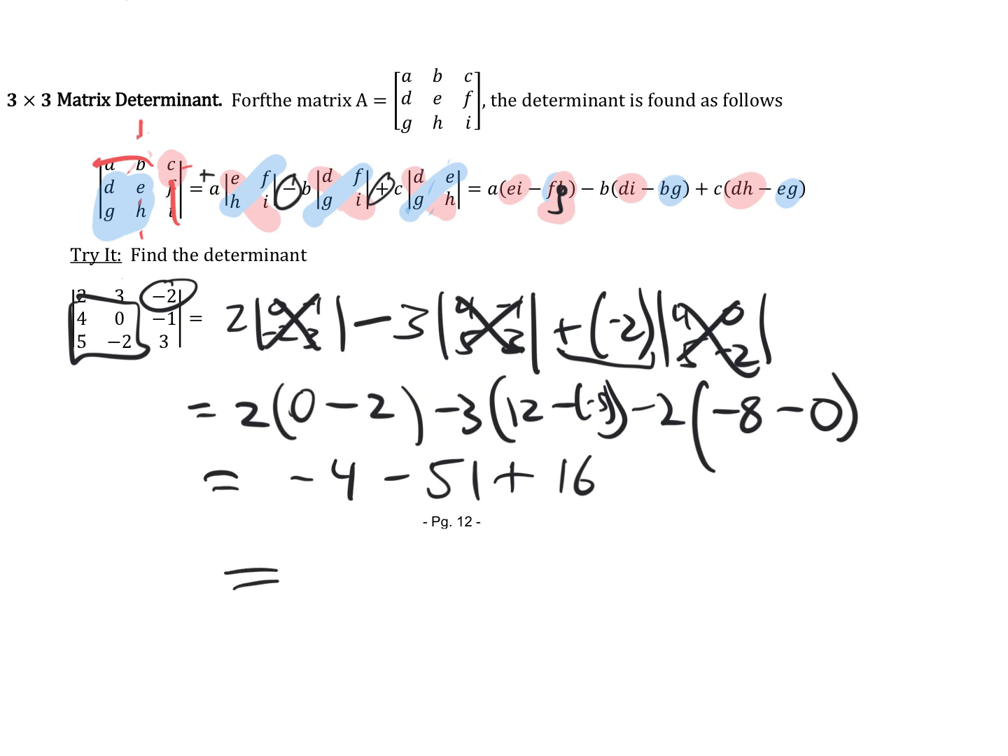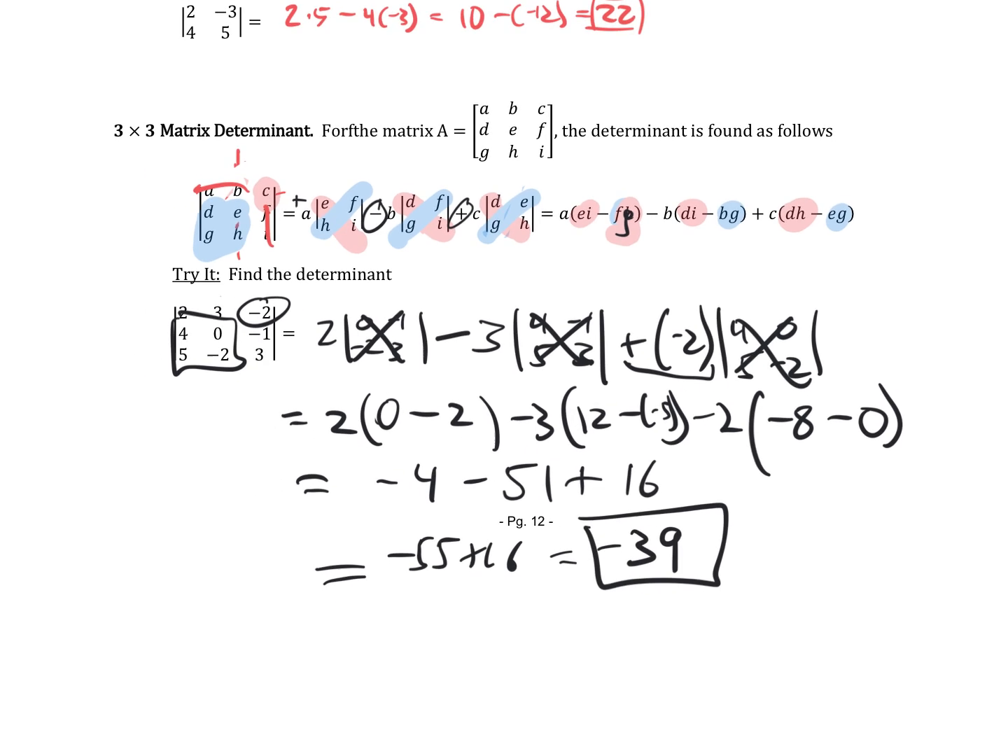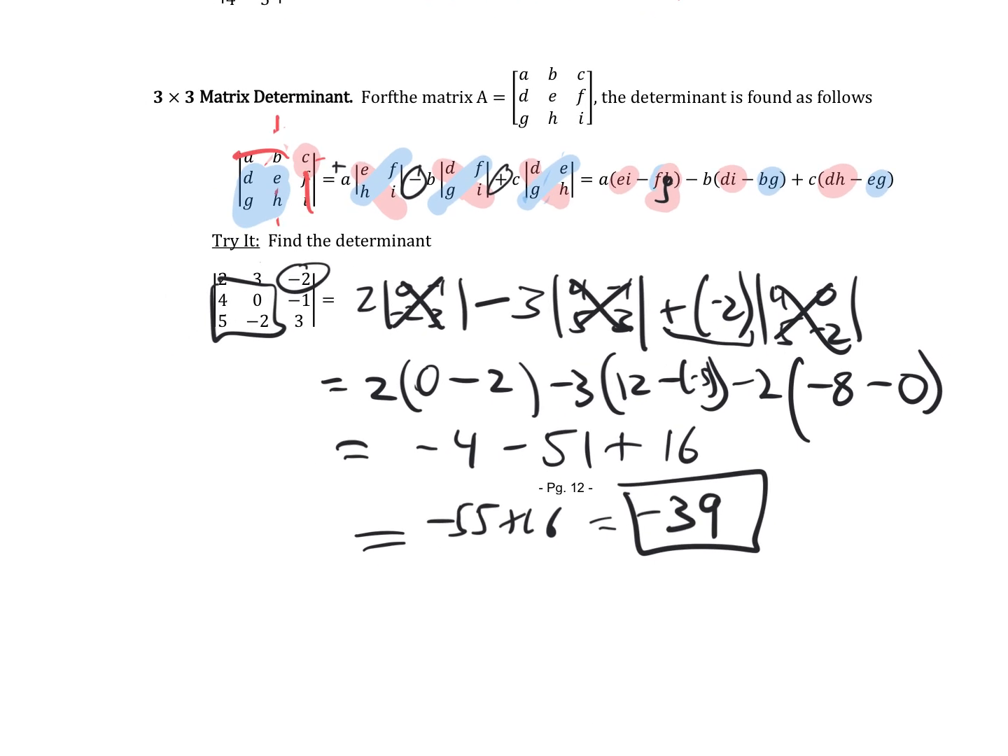And last but not least, we've got, let's see, negative 55 plus 16. That's going to be what, 39? 55 minus 16 is 39, negative. I think we got it. All right, well, that's the process. That's how we find the determinant of a 3 by 3 matrix.